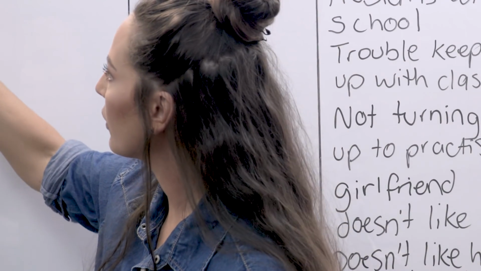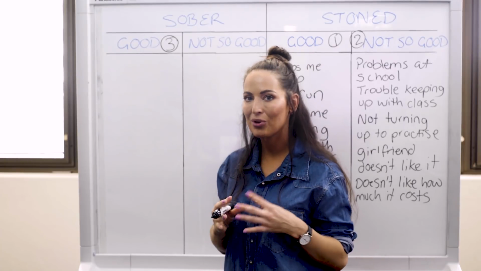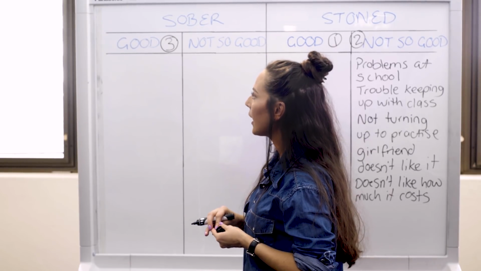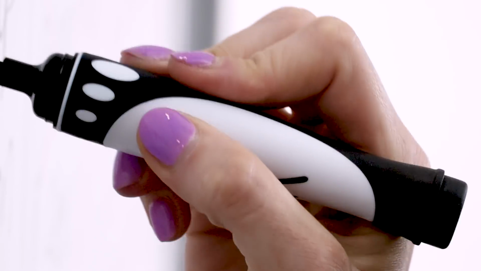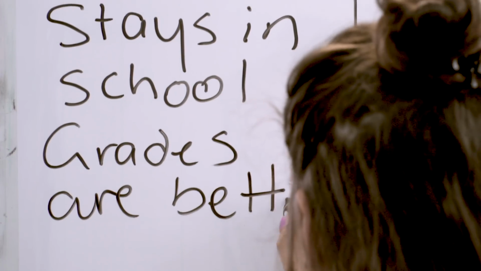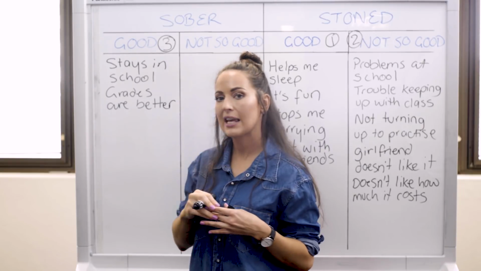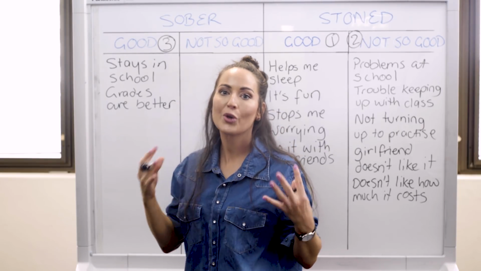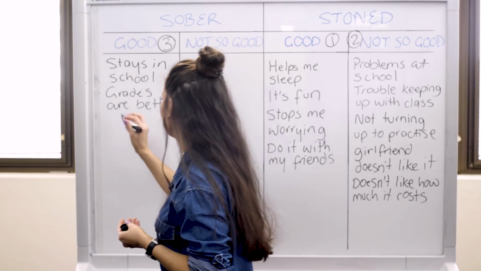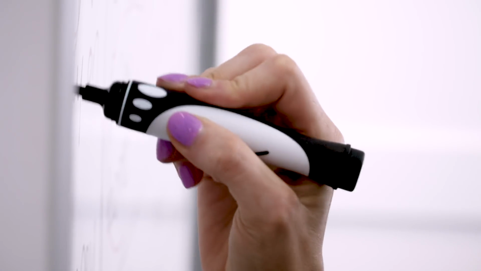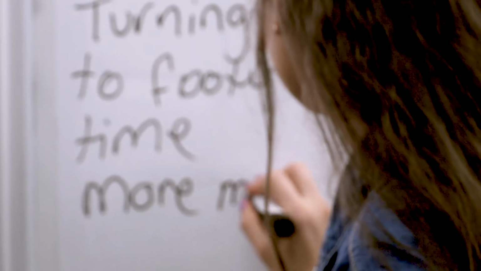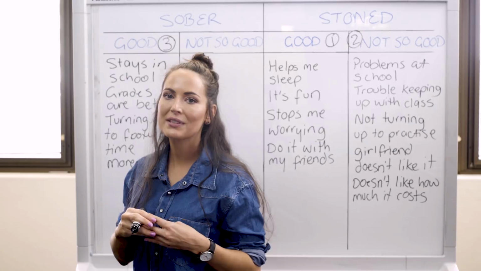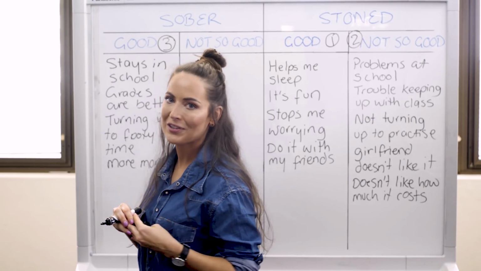So you start here with the good things. And in our example of Robbie, some of the things he might say are that he stays in school. He might say something like his grades are getting better. In Robbie's example, he might even talk about being able to turn up to football practice on time. He might also identify having more money. And finally, when we're looking at relationships, he might report that he's getting along better with his girlfriend.